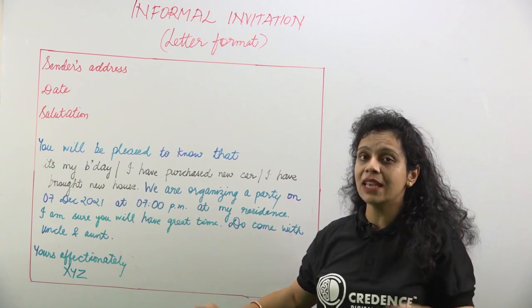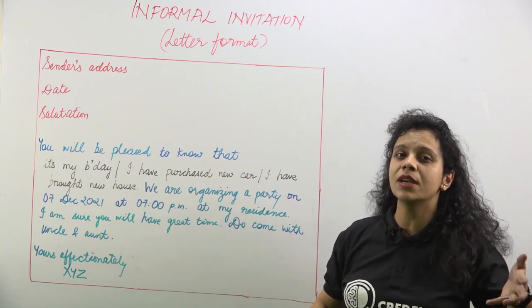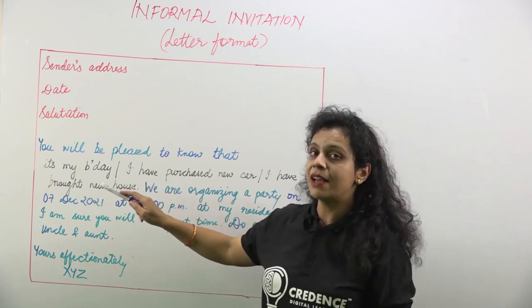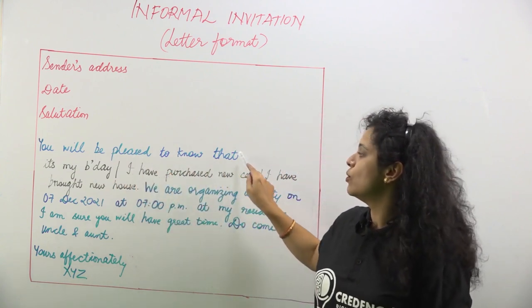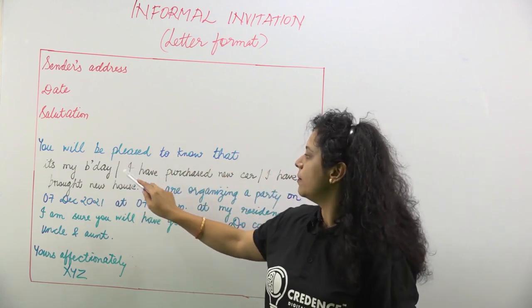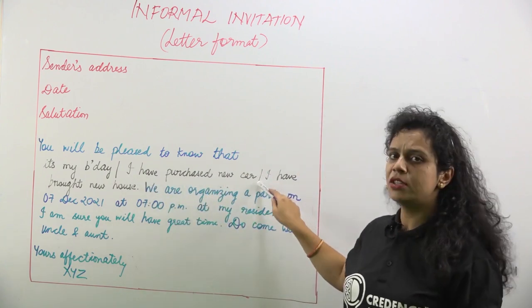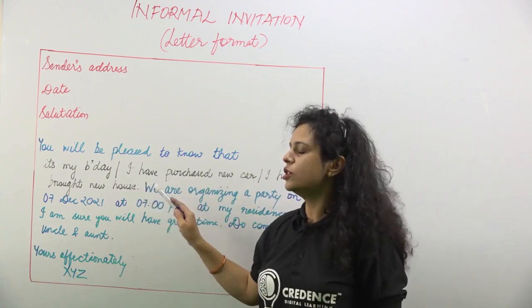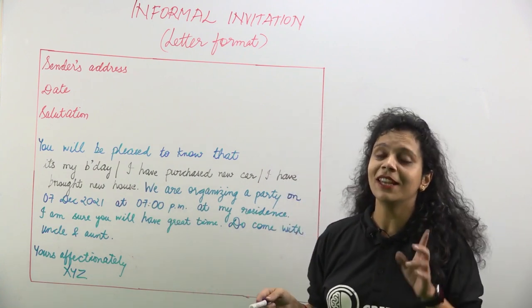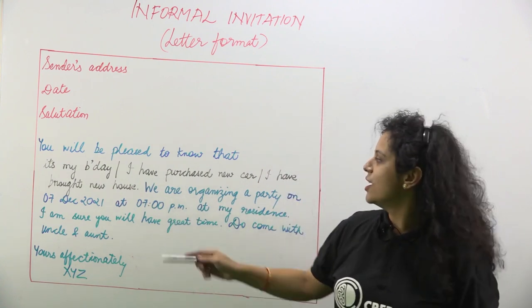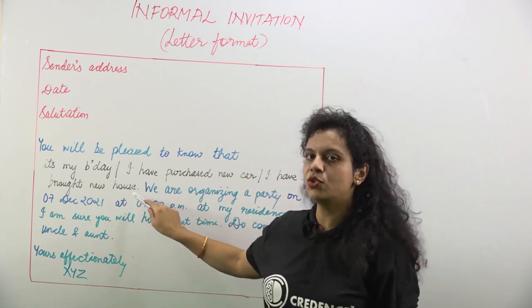Again, you can use the same content with some minor changes wherever needed. कैसे? Let's have a look. You will be pleased to know that, depending on what the occasion is, it's my birthday, or I have purchased a new car, or I have bought a new house. तीनों लिख दें? नहीं, केवल एक लिखना है depending on the question. So only this thing you will need to change.